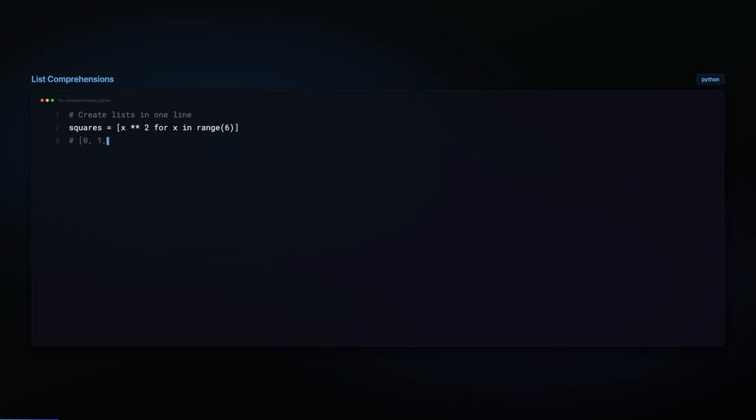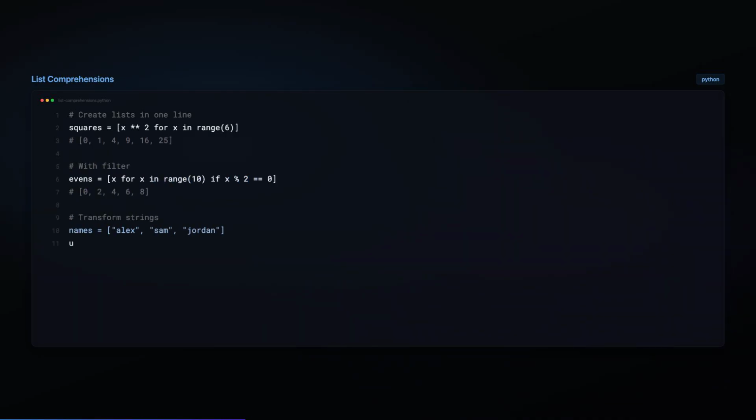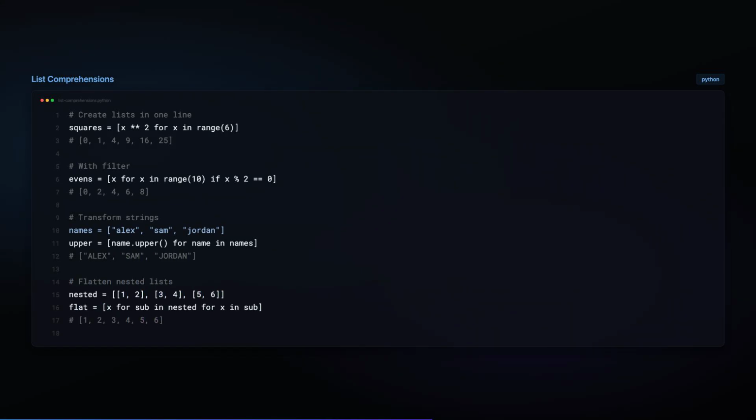List comprehensions create new lists in a single line. Write the expression, then for, then the variable, then in, then the iterable. Add an if clause to filter items. They replace simple for loops and are more Pythonic.